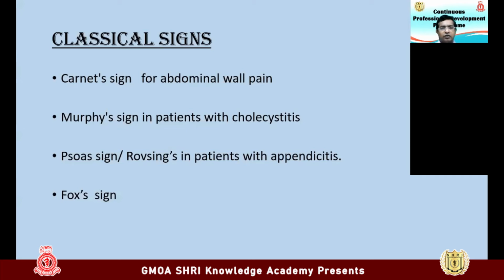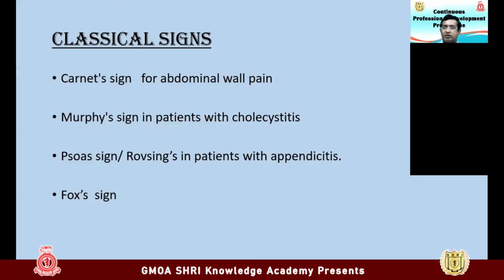So Murphy's sign is designed for cholecystitis. When you press below the right costal margin and the patient has an inflamed gallbladder, he will stop breathing in on inspiration. Psoas sign: when you stretch the psoas muscle in patients with appendicitis, they will develop severe pain. Rovsing's sign means when you press the left side of the abdomen, the patient will develop pain on the right side of the abdomen.